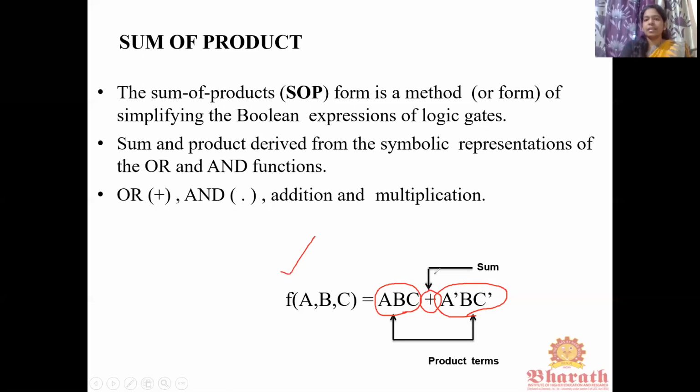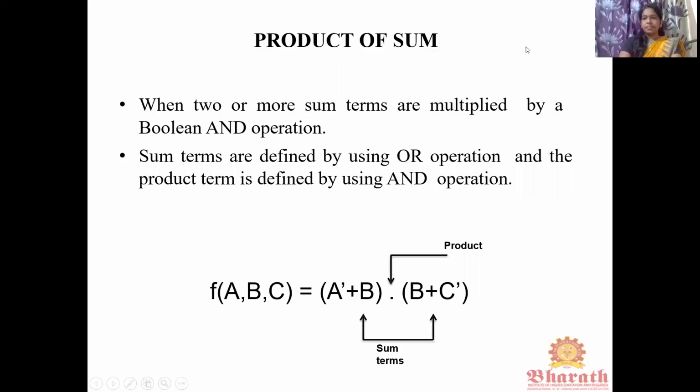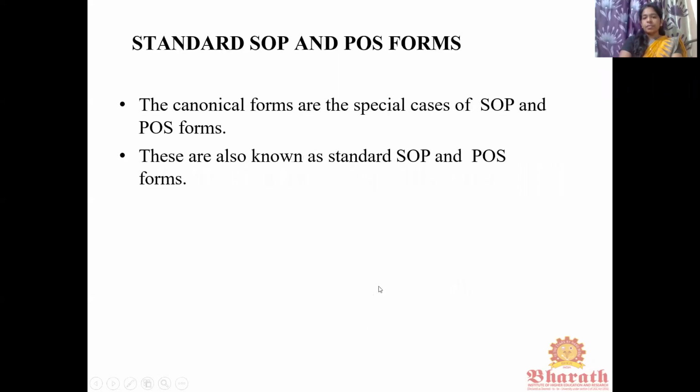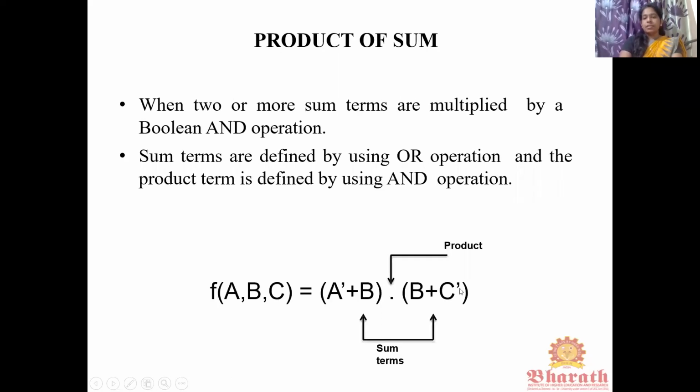And then POS is just the opposite of SOP. In product of sum, two or more sum terms are multiplied by a Boolean AND operation. So we have to product two sum terms. For example, f of A, B, C equal to (A complement plus B) dot (B plus C complement). So these two are the sum terms. We are going to product these sum terms. This is your product of sum.